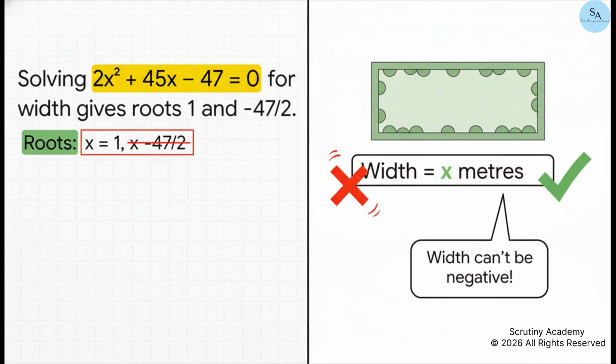So you might be thinking, okay, but when will I ever use this? Well, imagine you're figuring out the width of a new garden path, and the math gives you this equation. When you solve it, you get two roots. One is 1, and the other is a negative number.